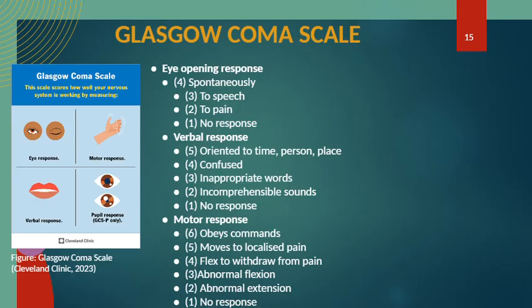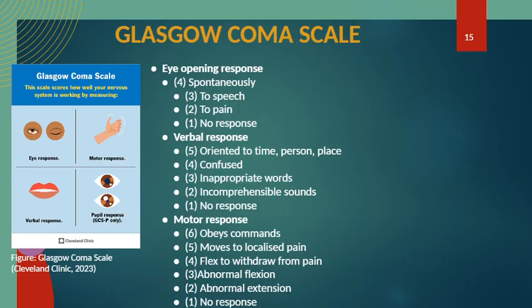The first category is eye-opening. A score of 4 means the patient opens their eyes spontaneously, showing that the brainstem is functioning well. A score of 3 means the patient opens their eyes only when spoken to. A score of 2 means they respond only to painful stimuli, such as a trapezius squeeze or nail bed pressure. A score of 1 means they do not open their eyes at all. Eye response tells us how responsive the patient is to the environment.